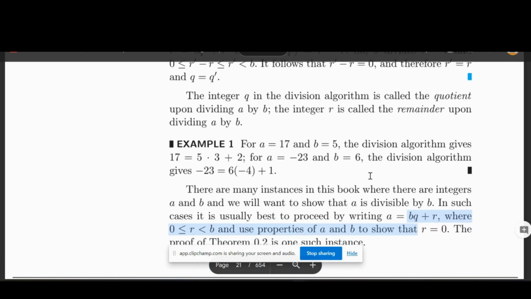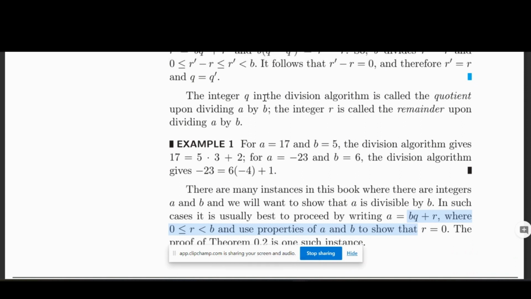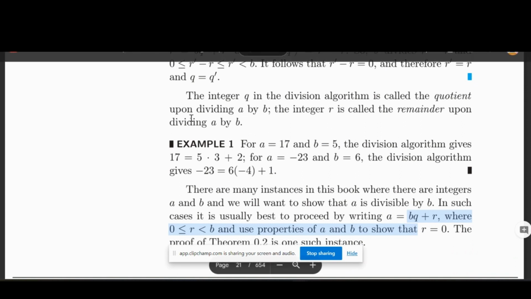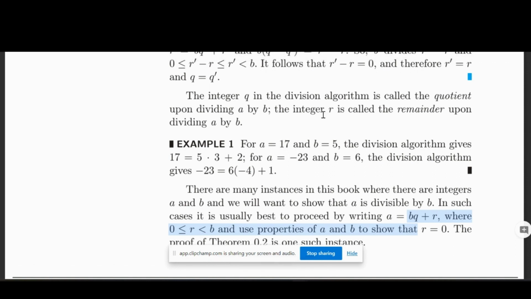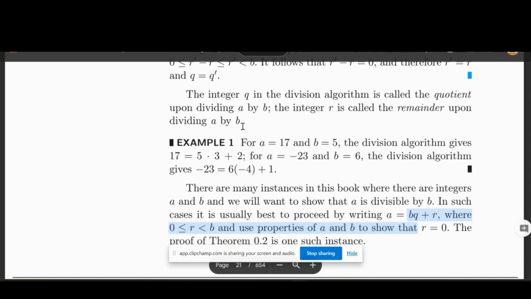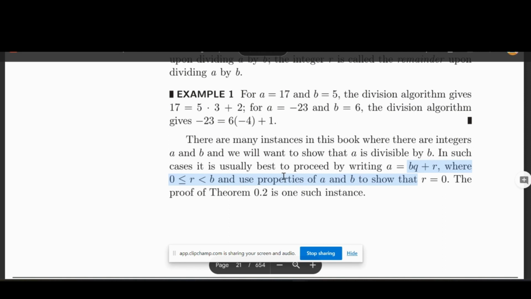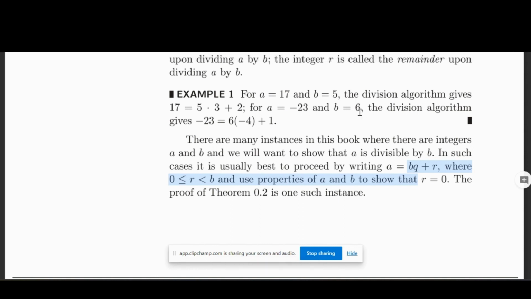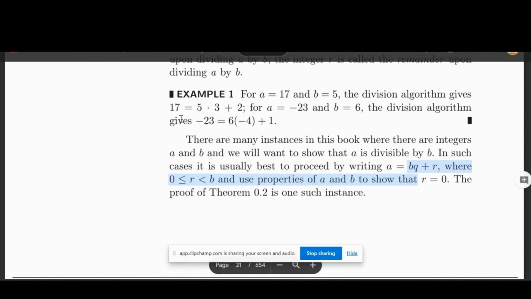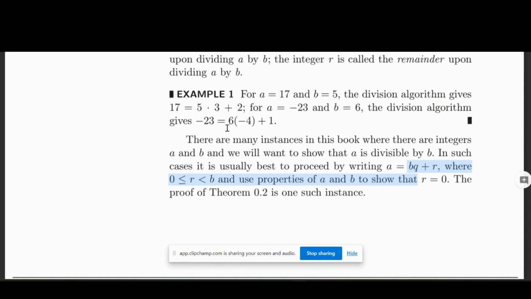Now, the proof is done. The integer q in the division algorithm is called the quotient upon dividing a by b. The integer r is called the remainder upon dividing a by b. Now, let us consider one example. For A equal to 17 and B equal to 5, the division algorithm gives 17 equals 5 times 3 plus 2. For A equal to minus 23 and B equal to 6, the division algorithm gives minus 23 equals 6 times minus 4 plus 1.